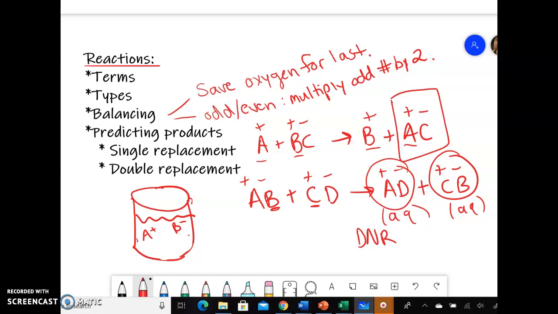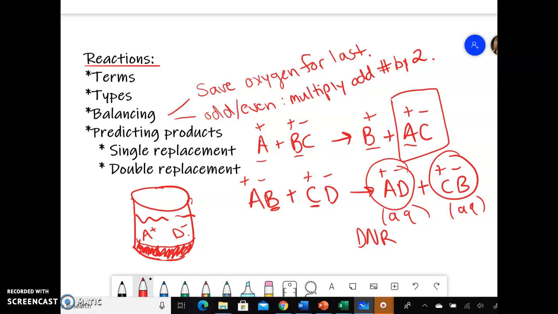So if for example, whoops, I erased the wrong ones. If CB was a solid, eventually it would sink down here to the bottom and form like a paste down here. And so you see now it looks different. And so that's why we say it does react.